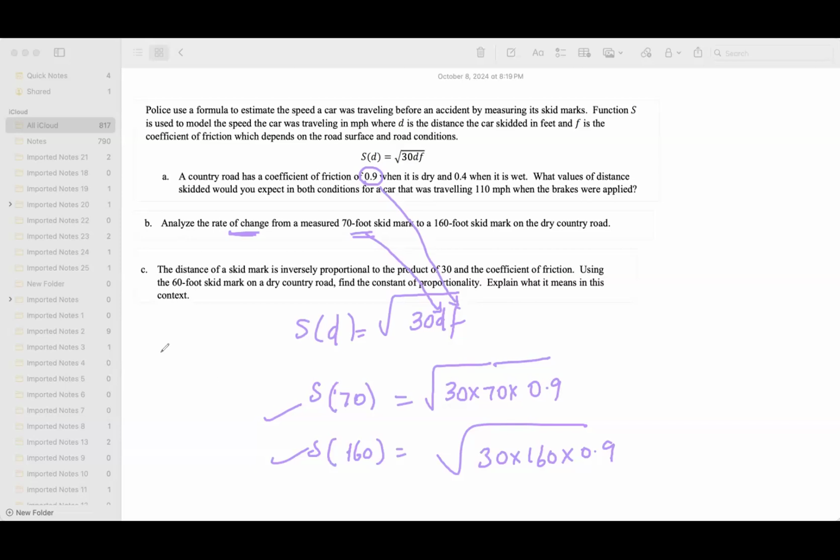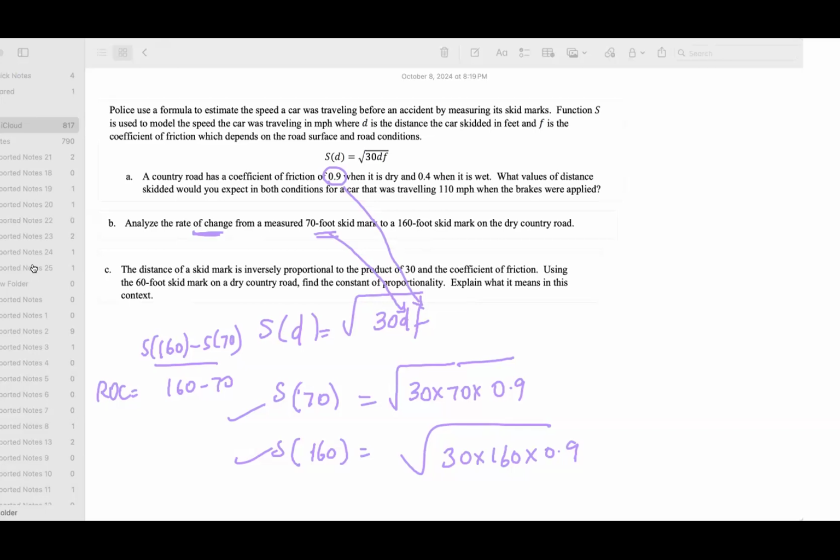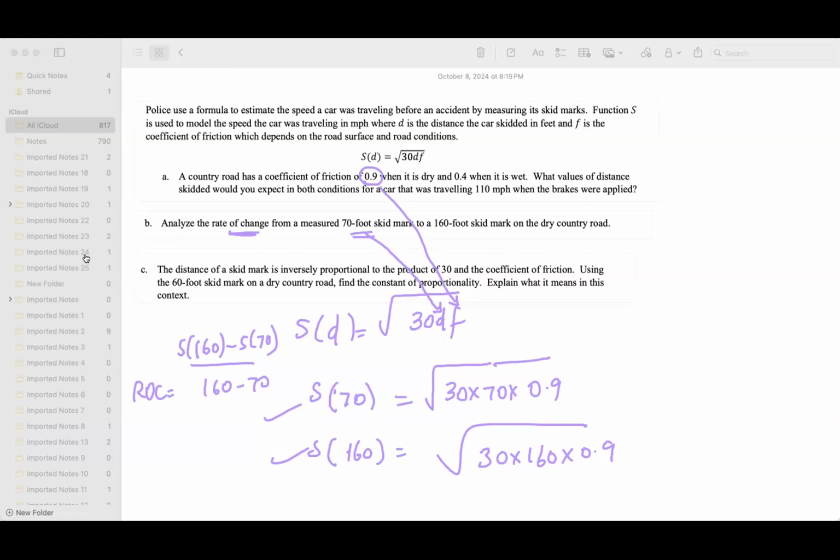So basically, how do you find the rate of change? It will be equal to S of 160 minus S of 70 divided by 160 minus 70. Does it make sense? Yeah, 1 minute. Your time. Once you do one or two, it should be easy, I feel. Can I go ahead and do more?